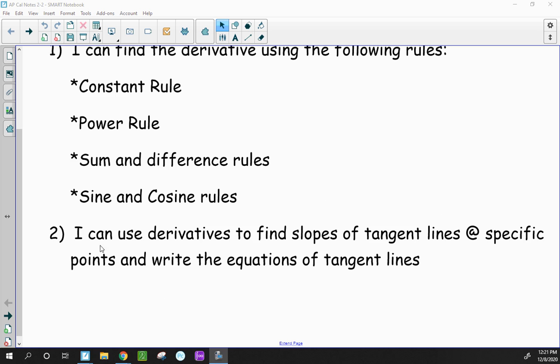Learning target 2, I can use derivatives to find slopes of tangent lines at specific points and then write the equations of the tangent lines. And we've done a little bit of this already in the first section, so a little bit of it's going to be repetitive. But remember, when they ask you to write an equation of a tangent line, they're wanting you to use the point slope form. Y minus y1 equals m times x minus x1.